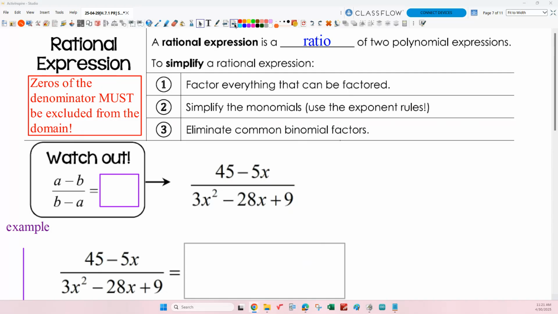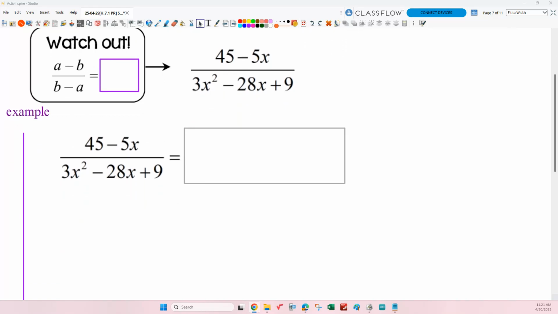Okay. We'll move on to another simplifying one. So if we look at this watch out box, we have a minus b over b minus a. How could we rewrite this bottom one to kind of look like the top? We'd have like negative a plus b, right? If we rearranged it. Then if I wanted a positive a and a negative b, what would I take out? Yeah, -1. So then I get -1 times a minus b.